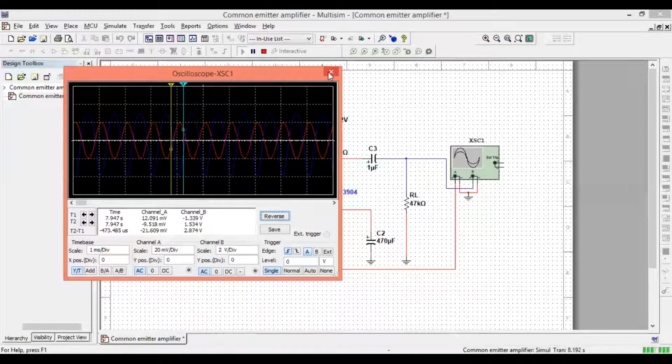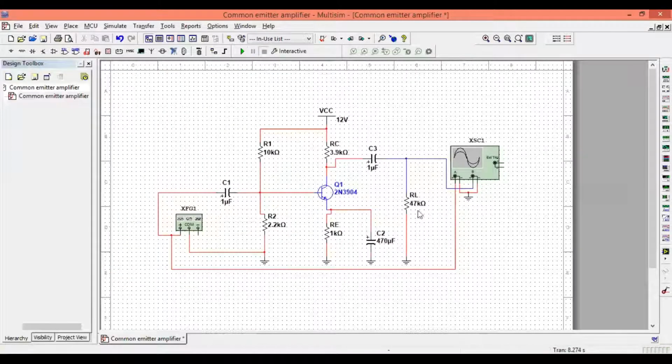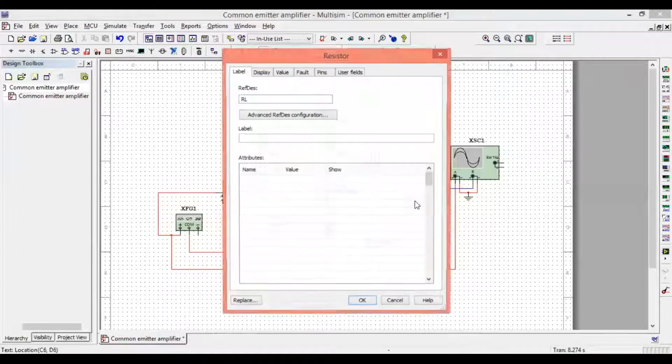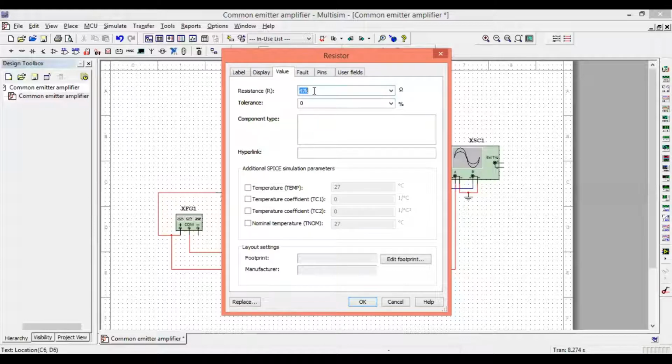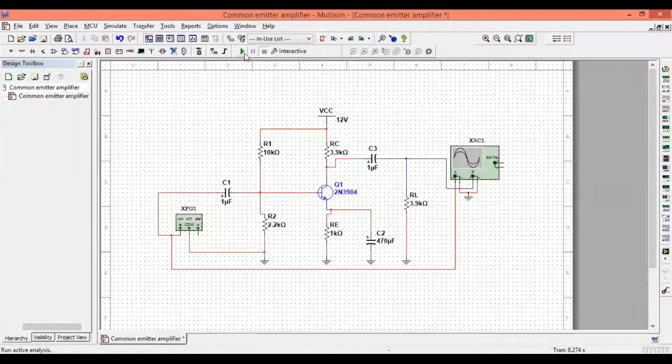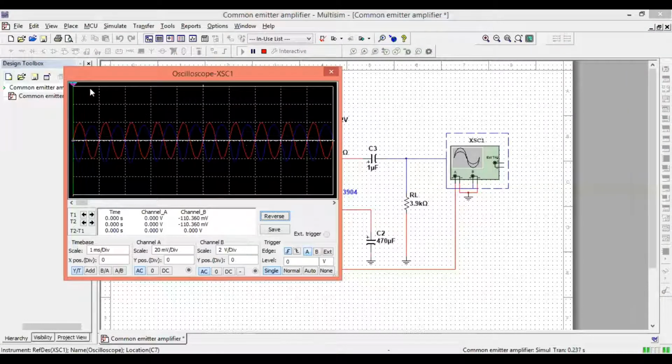इसी तरह अगर हम सिमुलेशन को स्टॉप कर लें और हम रेजिस्टर को इंक्रीज कर लें या डिक्रीज कर लें, so what will be the effect on the voltage gain? So let's suppose I am decreasing the resistor. Let's suppose मैं इसको चेंज करता हूँ 3.9 किलो ओम. So when I change it to 3.9 kilo ohm, and let's simulate our circuit, and let's measure the output.